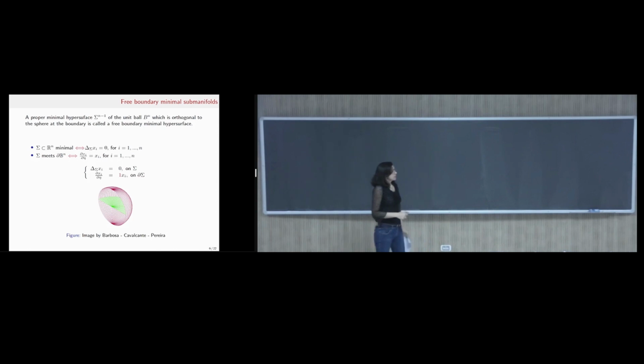Remember that if you have a minimal hypersurface, it is not difficult to show that the coordinate functions are harmonic functions. And if this hypersurface is free boundary, you have that the conormal is orthogonal to the boundary of the ball, and it is the same to write this condition here. I think this is a good exercise for the students to do. So what does this mean? It means that studying free boundary minimal hypersurfaces in the ball is the same as studying this.